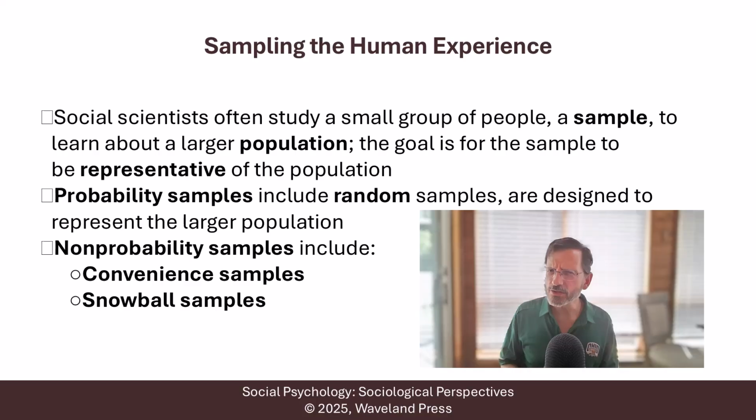But there are reasons to do non-probability samples other than it's cheaper and we may not be able to afford a probability sample. For instance, there might be populations that are almost impossible to study using probability techniques. The classic example is drug dealers. It's hard to get a random sample of drug dealers, to be quite frank.